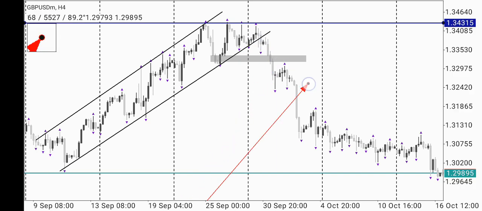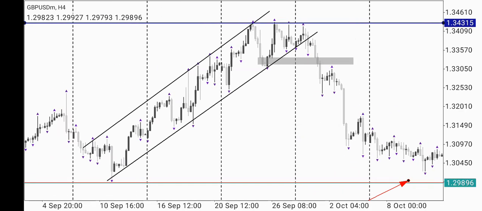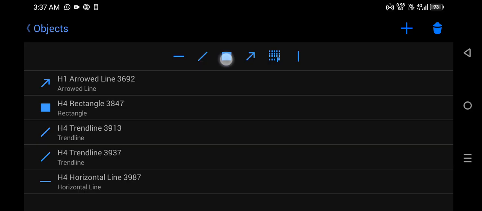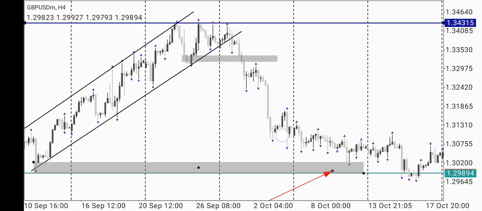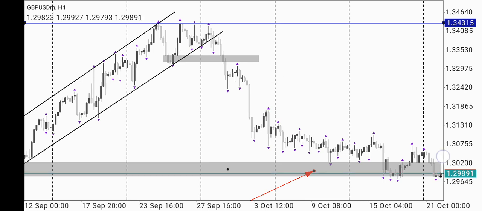It moved from here down to this place, and it's still at that zone. So this is a very strong demand level. This particular place is a very strong demand level. So that's why price is dancing around here, still dancing around here. Maybe if you can see a reversal, we don't know yet.